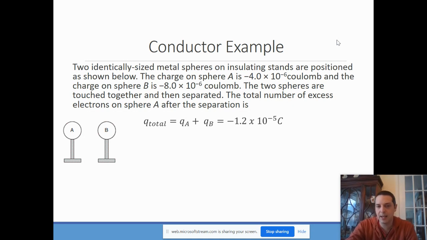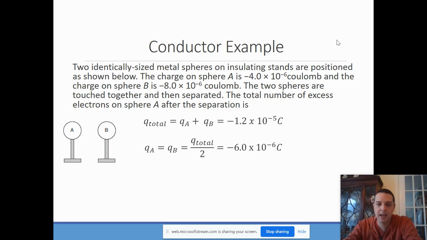Because they're identically sized, after they're separated, both of them will have the same amount of charge on them. So if we divide that total charge in half, we end up with -6.0 times 10 to the -6 coulombs. Hopefully this makes sense, because one had 4, one had 8. If you're kind of splitting the difference between the two, you'd find 6. And you find that in our total charge, -6.0 times 10 to the -6.